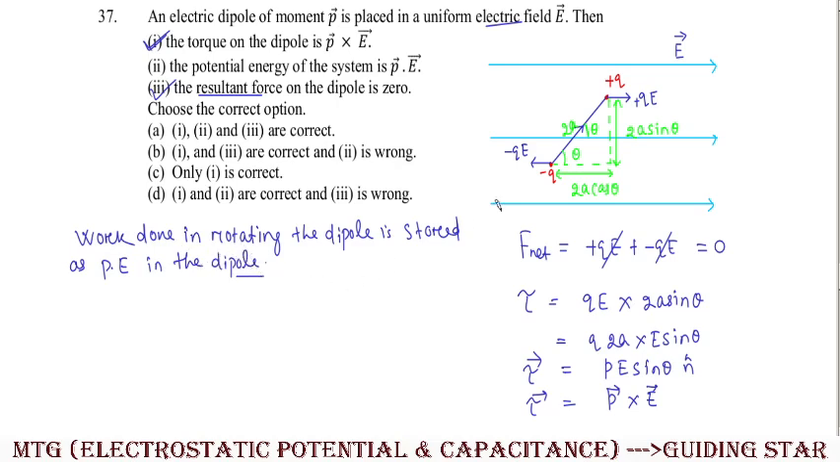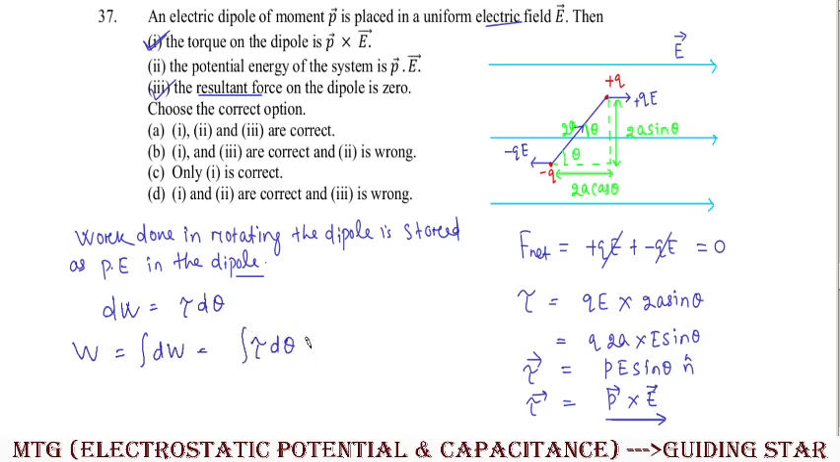So who will rotate the dipole? If you place the dipole in an external field, then the field will rotate the dipole. Clear? How will it rotate it? The external field will apply a torque upon the dipole. So work done will be nothing but tau d theta. Clear? This is how we calculate the work done. So the net work done will be the integral of dW, which is tau d theta.